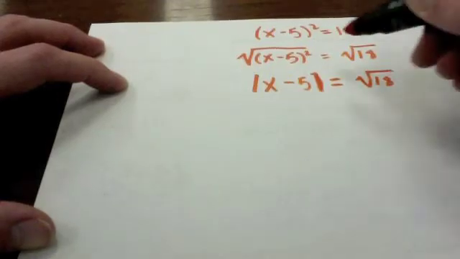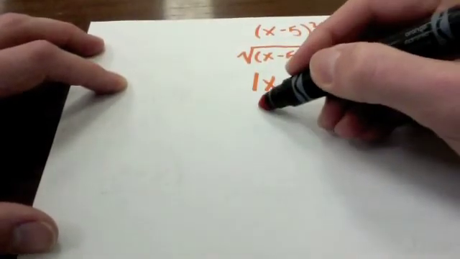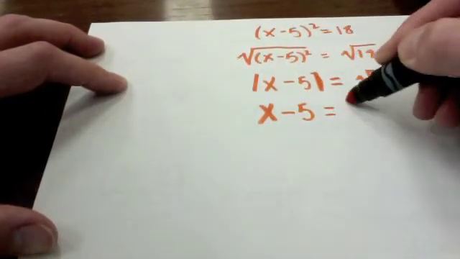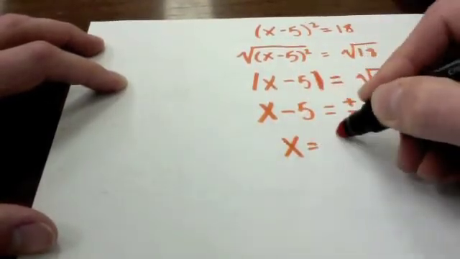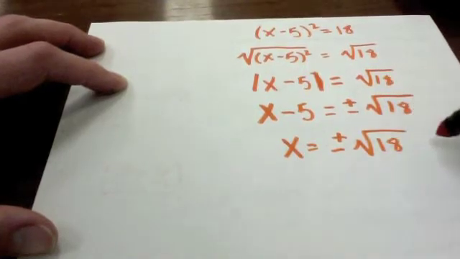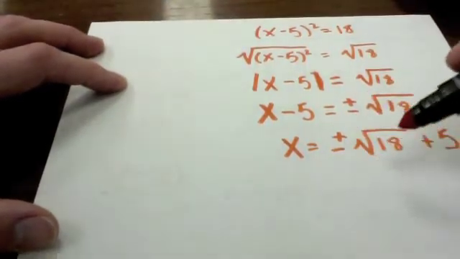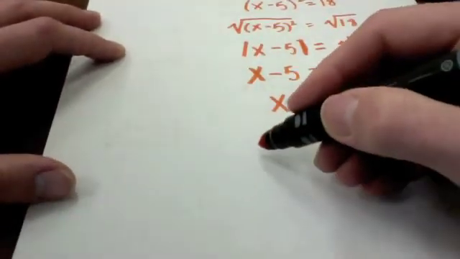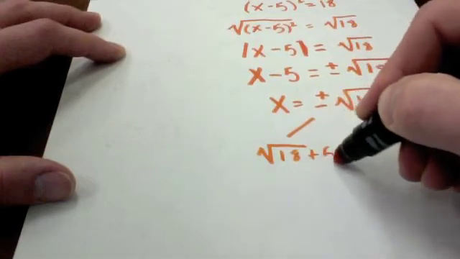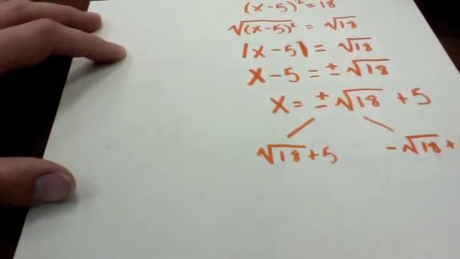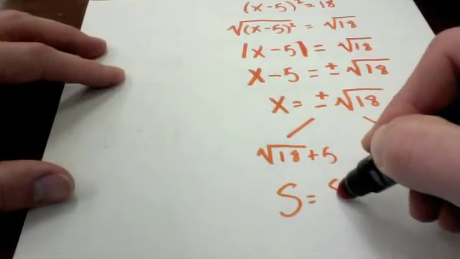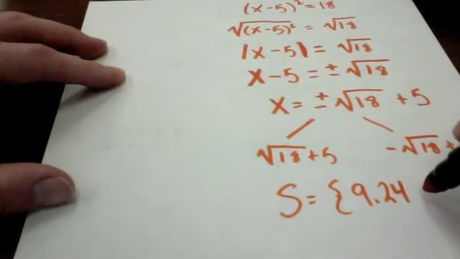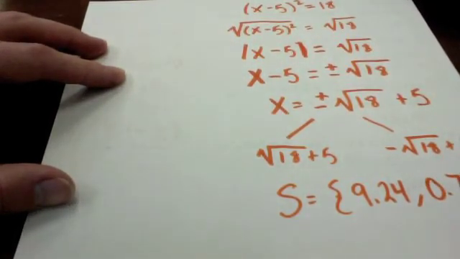And now to solve for the absolute value, we're going to do x minus 5 equals plus or minus the square root of 18. And then x equals plus or minus the square root of 18 plus 5. I can then solve this by doing positive square root of 18 plus 5, or the negative square root of 18 plus 5. My solution set is going to be 9 and 24 hundredths and 0 and 76 hundredths.